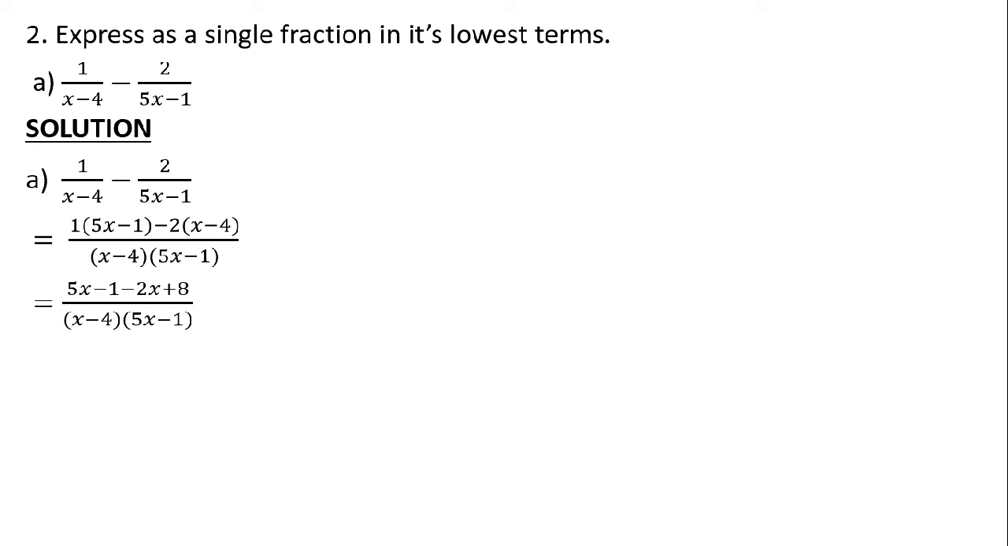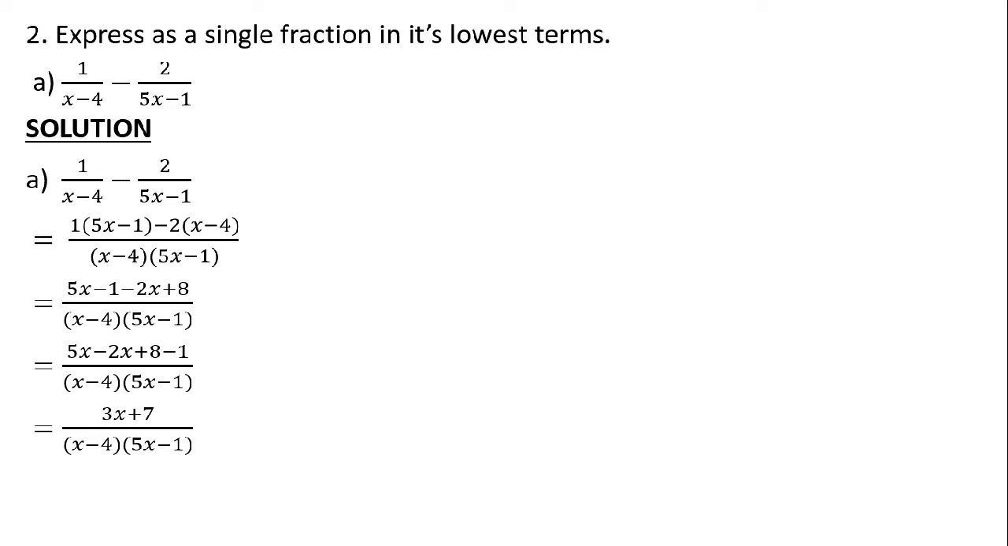So we have 5x minus 1 minus 2x plus 8 divided by, open your brackets, x minus 4, close your brackets, open your brackets, 5x minus 1, close your brackets, and then group the like terms together on the numerator. So we'll say 5x minus 2x, and then we have 8 minus 1. So we have 5x minus 2x plus 8 minus 1. Our answer is going to be 3x plus 7 divided by, open your brackets, x minus 4, close your brackets, open your brackets, 5x minus 1, and close your brackets.